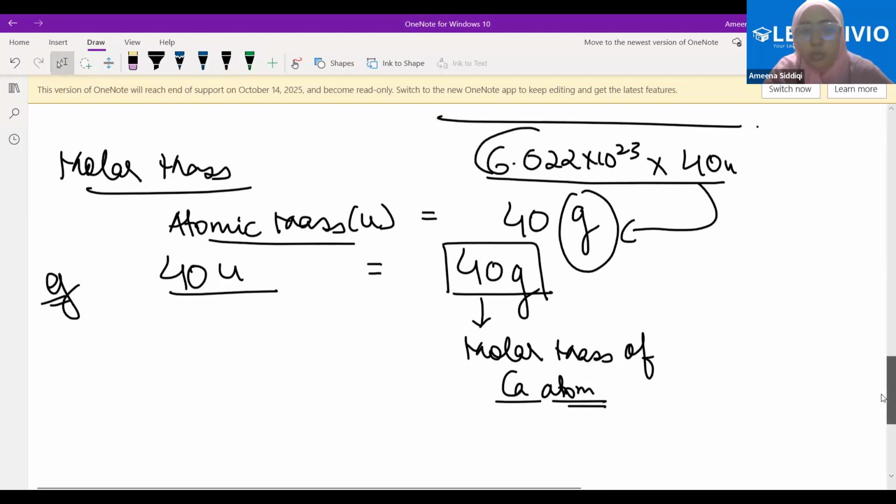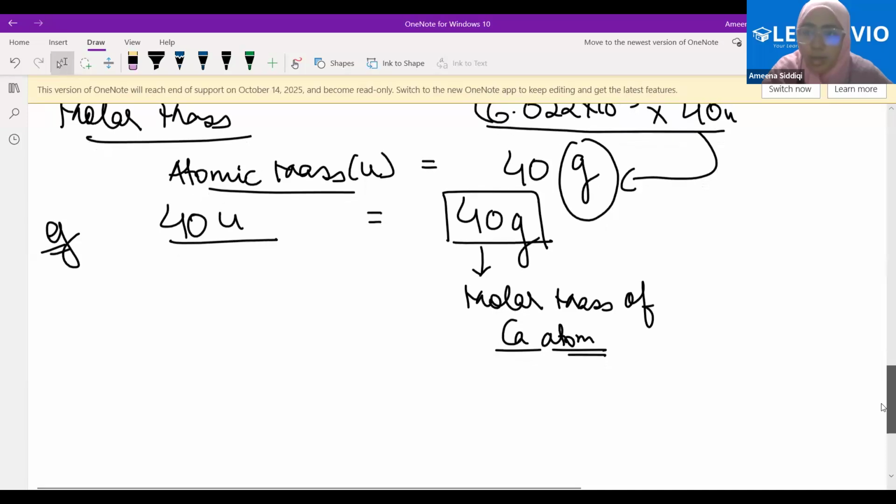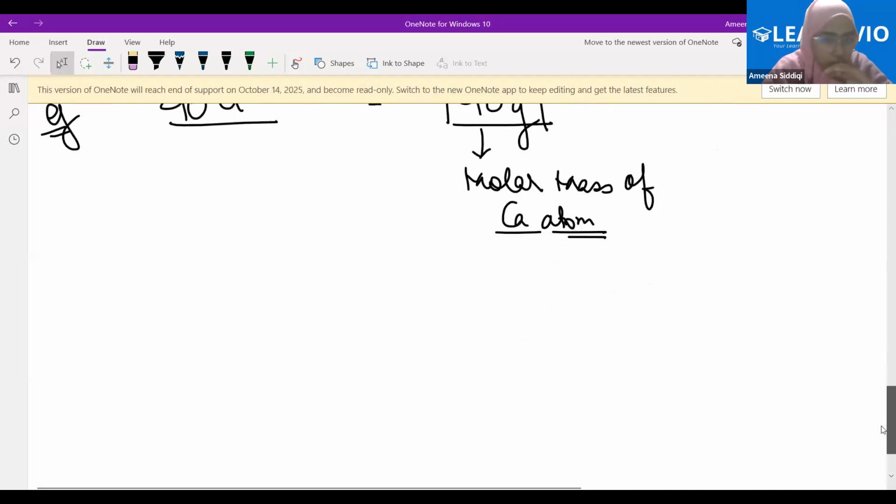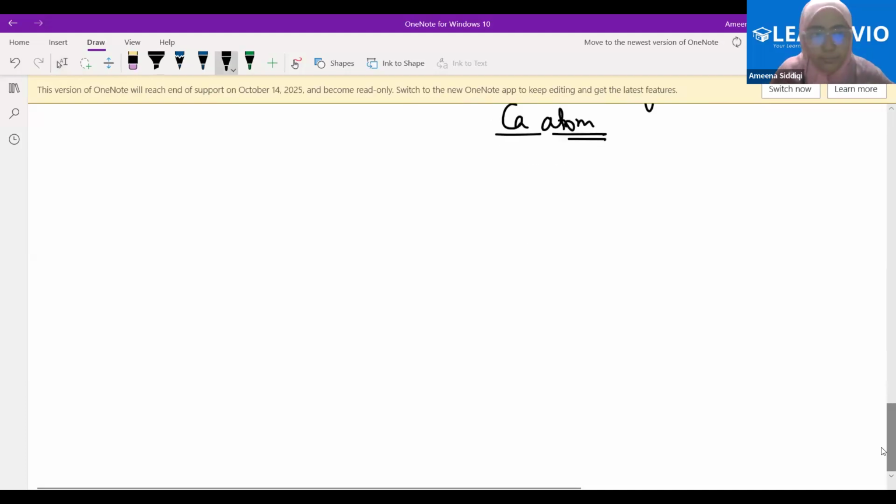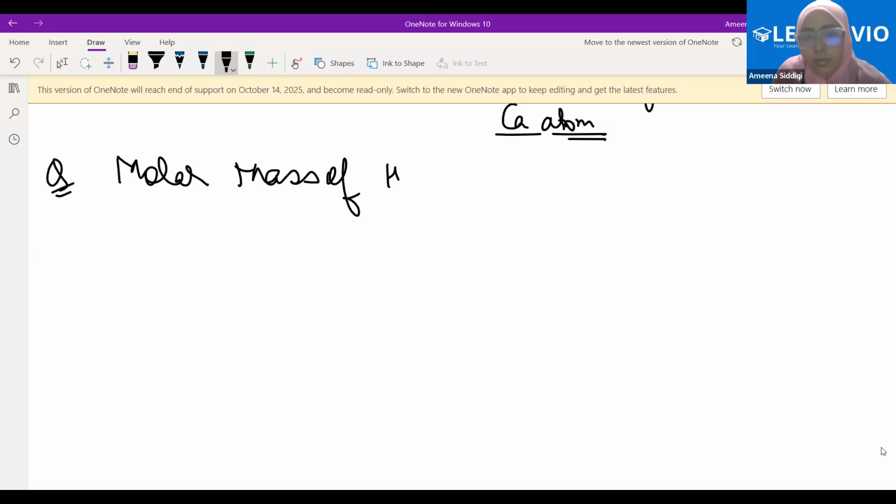Now you tell me the mass of 1 mole of water molecules very quickly. Molar mass of H2O. Since hydrogen is 1U, it'll be 2 into 1U, plus 16U. Excellent. First, know how to approach the question, and you're approaching it in the right manner. I'm just quickly discussing it here.